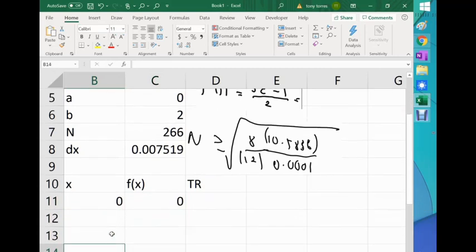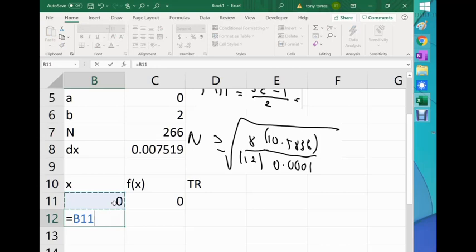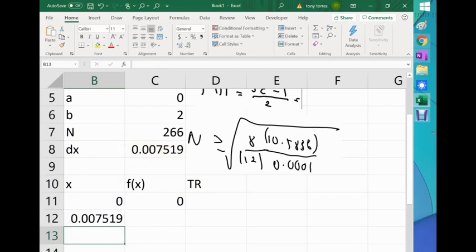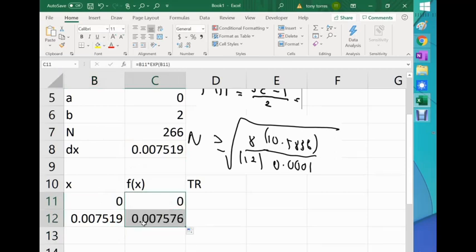Now here we're going to be using this plus delta x. Where's the delta x? Right here. Remember to put a $ sign so that number is fixed. And now we move sideways. Oh, sorry, no, downward here. There we go. And that's the evaluation of x.